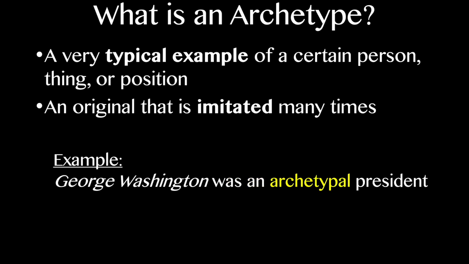You could say George Washington was an archetypal president. He did things and had an attitude and a way about him that every other president since has tried to emulate, more or less. You could also say that about Abraham Lincoln, who was an even better president than George Washington, primarily because he didn't own slaves. But these are archetypal presidents. They're the kinds of presidents that other presidents want to imitate.